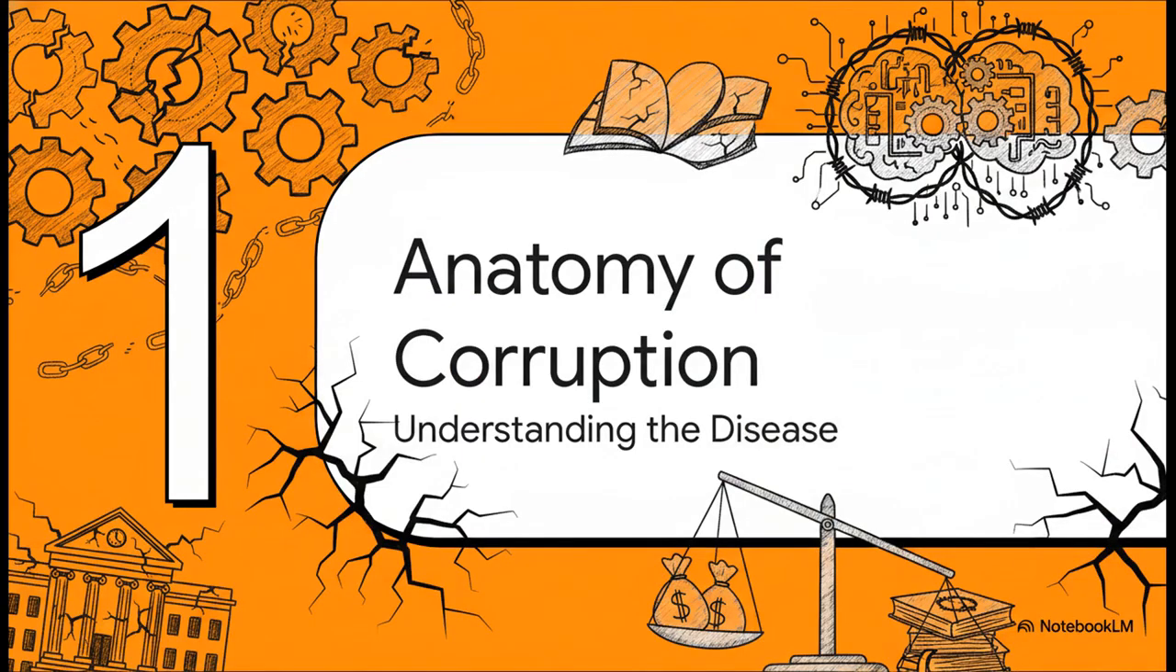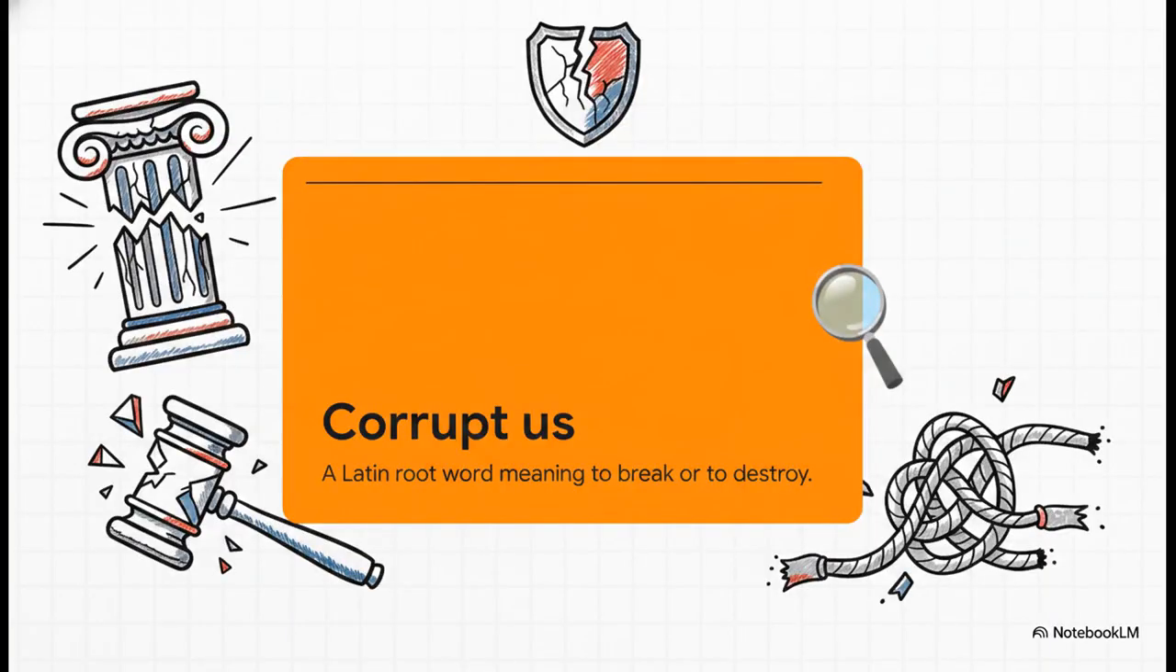All right, Section 1, the anatomy of corruption. I actually found this super fascinating. The very word corruption comes from the Latin corruptus, which literally translates to break or destroy. That's not just legal jargon, right? It perfectly captures why this behavior is such a massive abuse of power and a betrayal of public trust. It literally destroys the fabric of governance.